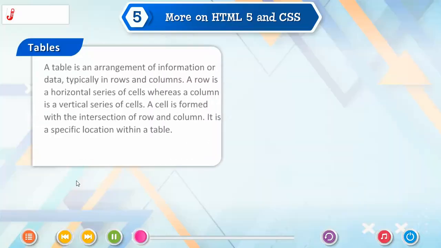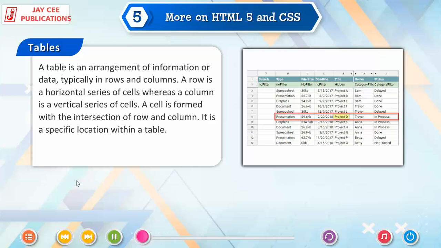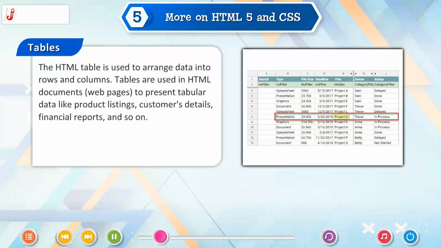Tables. A table is an arrangement of information or data, typically in rows and columns. A row is a horizontal series of cells, whereas a column is a vertical series of cells. A cell is formed with the intersection of row and column. It is a specific location within a table. The HTML table is used to arrange data into rows and columns.